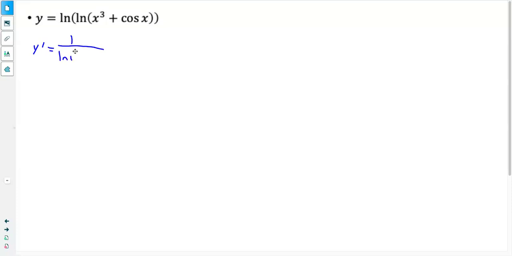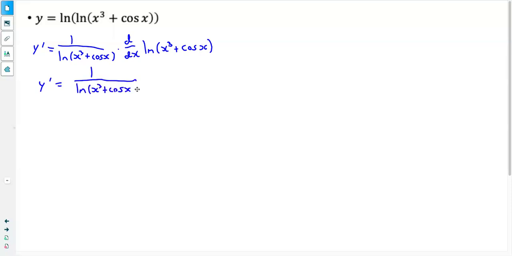So the natural logarithm of x cubed plus cos x, times the derivative of this inner logarithm, the natural logarithm of x cubed plus cos x. So that'd be y prime equals 1 over our natural logarithm of x cubed plus cos x, times 1 over x cubed plus cos x, times our derivative of x cubed plus cos x.